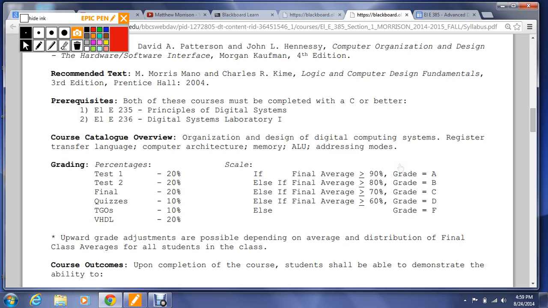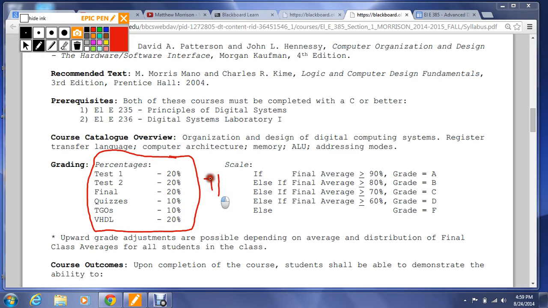Question number 2 is the breakdown of percentages. What I want for this answer is what I have in the box. I have 3 exams, each of them worth 20%. I'm going to have quizzes, which are going to be in class and pop, but I'll go into more detail as to what that means. TGOs, these are the daily assignments, and then VHDL coding, which is what you're doing in your group.